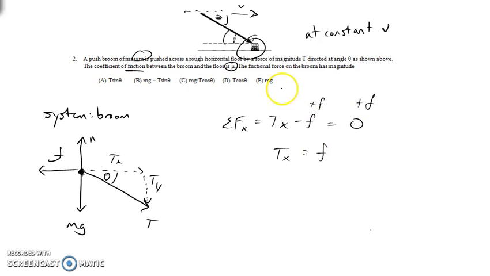Now, Tx isn't one of my choices, but I do know that this is the vector component of T, so I can say Tx is really the magnitude of T times cosine of theta, since theta is touching this component. And when I write this for friction, I see that it is just T cosine theta, and that is d.